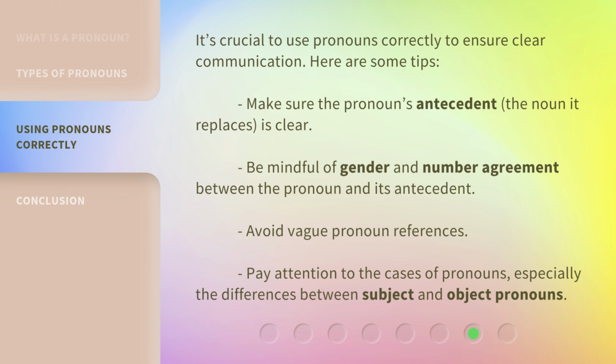It's crucial to use pronouns correctly to ensure clear communication. Here are some tips. Make sure the pronoun's antecedent, the noun it replaces, is clear. Be mindful of gender and number agreement between the pronoun and its antecedent. Avoid vague pronoun references. Pay attention to the cases of pronouns, especially the differences between subject and object pronouns.